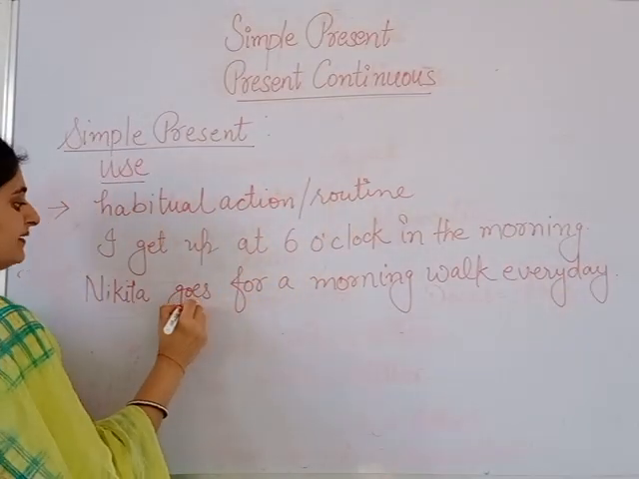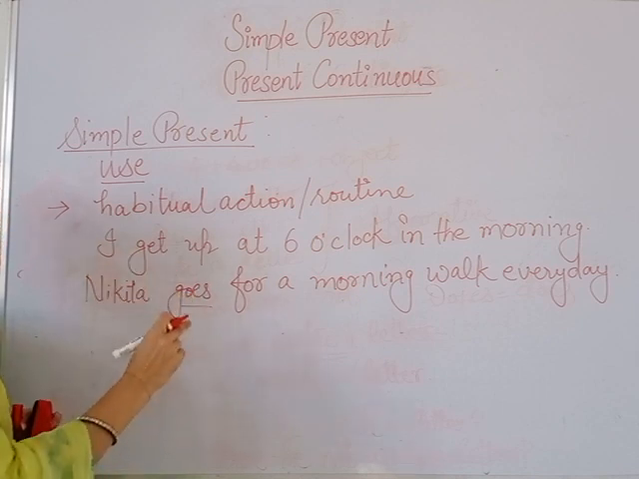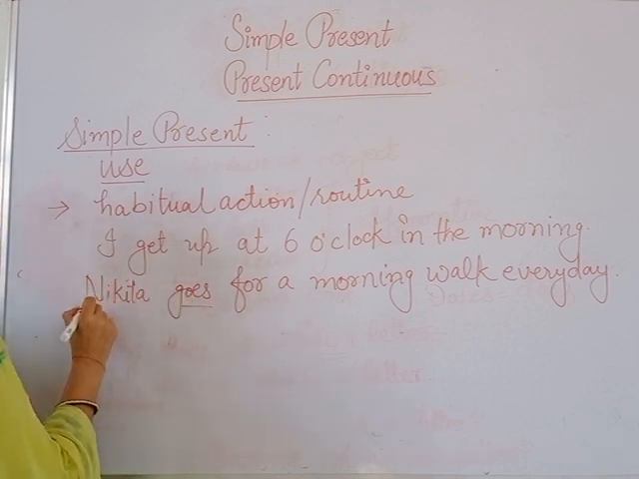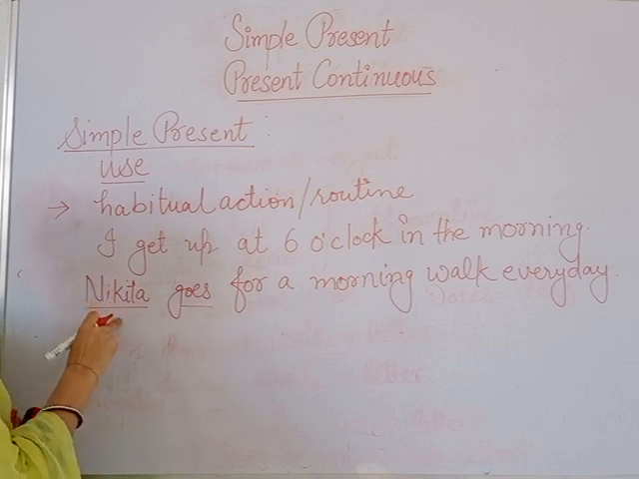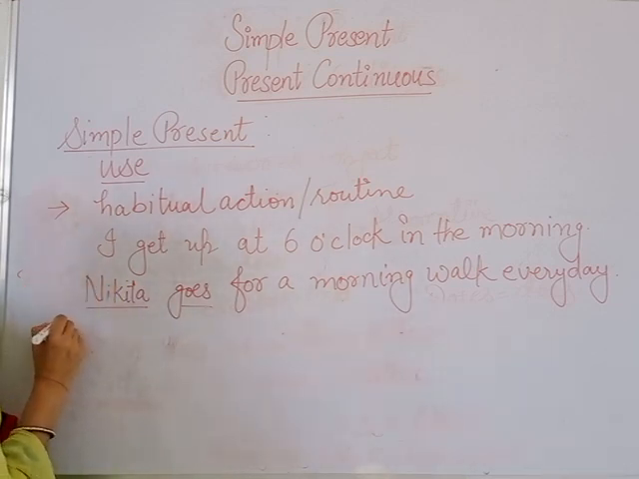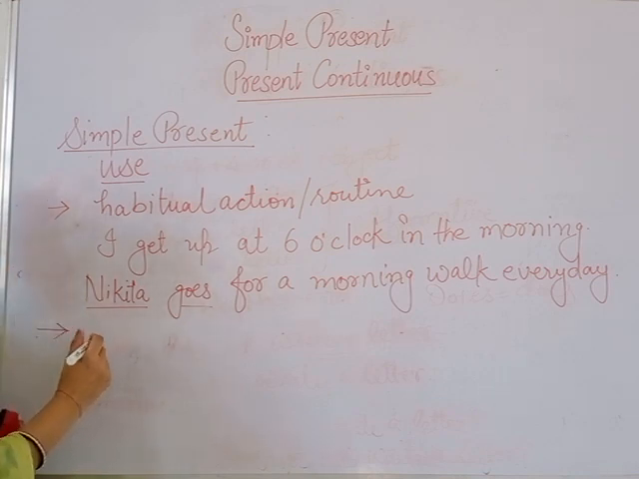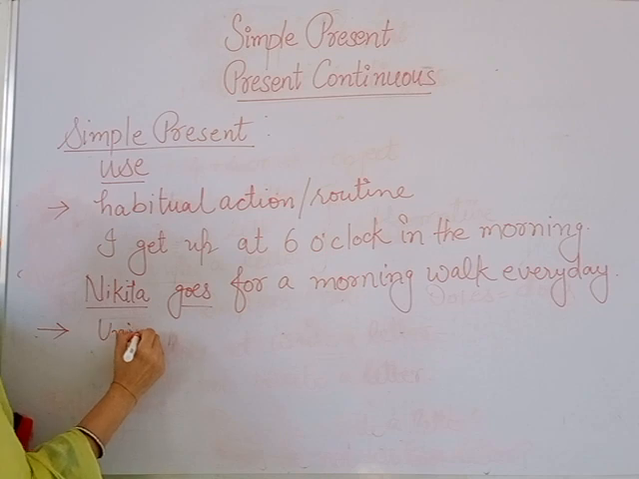Okay, so here I put the first form along with es. Why did I add es here? Because it is the third person singular. Okay, so let us proceed towards the next use of simple present tense, that is, to talk about universal truth.